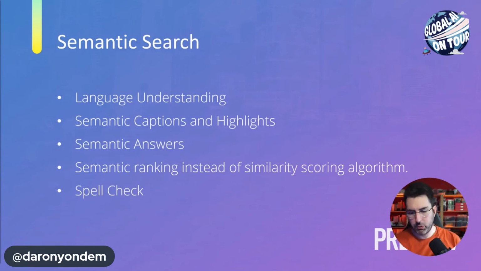So when you enable this, you get a couple of things out of it. The first one is semantic captions and highlights. When you do a search, it returns the regular search results.